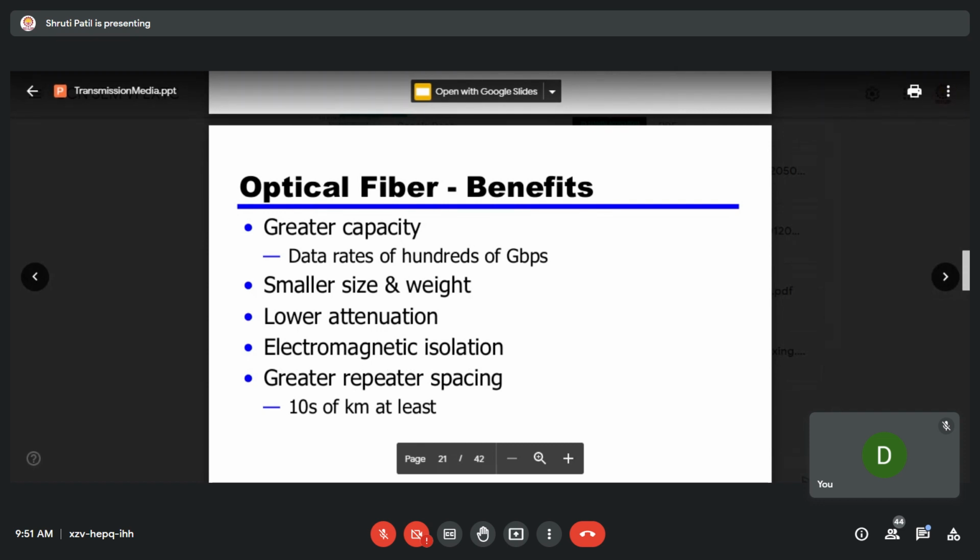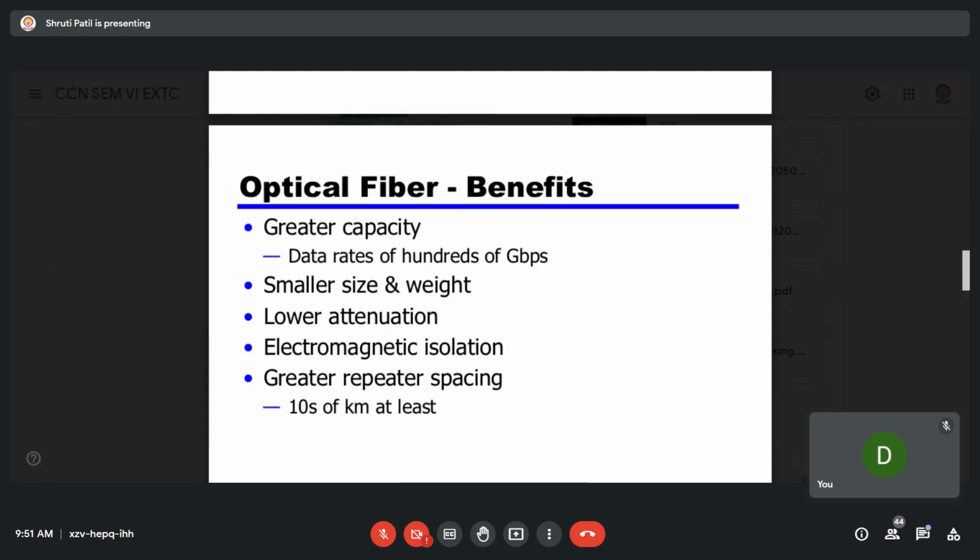They have higher capacity. In your network, all the cables are replaced by fiber optic cables. So we have a higher data rate and more bandwidth, so it can provide data rates of hundreds of Gbps, the greater capacity. That is a major benefit of optical fiber.